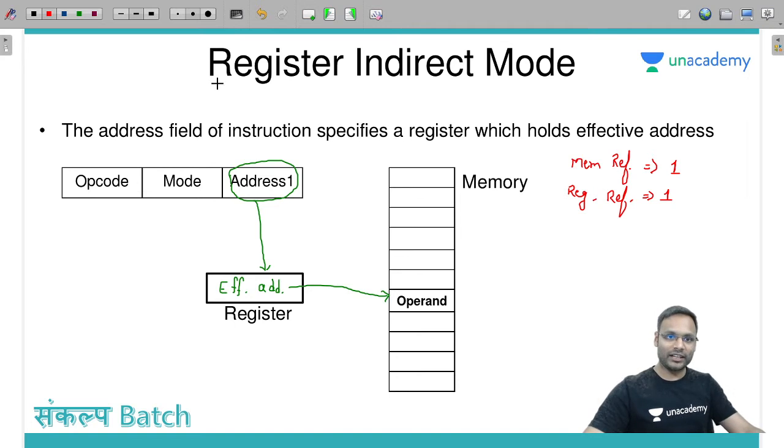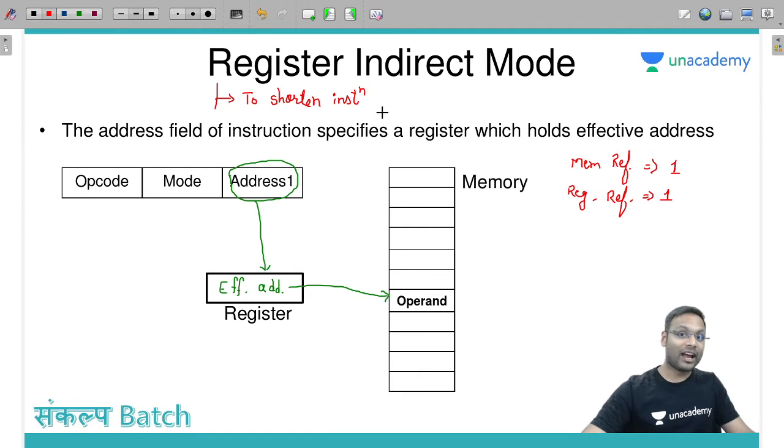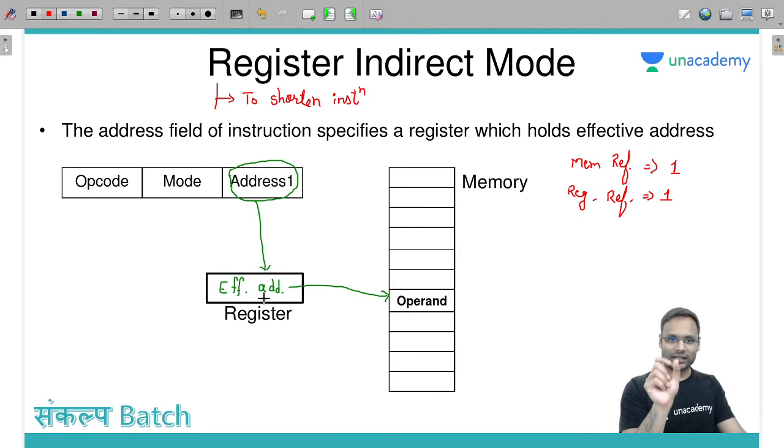Why do we use register indirect mode? To shorten the instruction length. If we can cut short the instruction length, or if we can have variable instruction size, then we would like to have it shorter. To keep the instruction length smaller, instead of putting the direct address of the memory here, we will put the register reference, which will be of smaller size. In the register you will find the effective address, and you can get the operand from memory. To shorten instruction length, this particular mode is used.